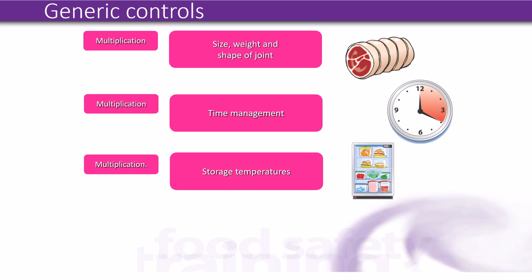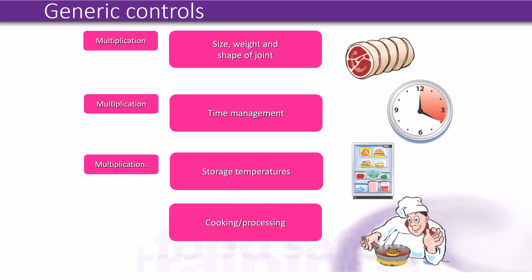Again, fridges. The legal temperature requirement for fridges in the UK is 8 degrees C or below, but it is recommended that you keep your fridges below 4 degrees C, because E. coli will grow at 4 degrees C or above, and it can produce toxins at that temperature. So the colder the better, but without freezing the product. And with freezers, minus 18 degrees C or lower. And cooking or processing, or you could get survival of bacteria.